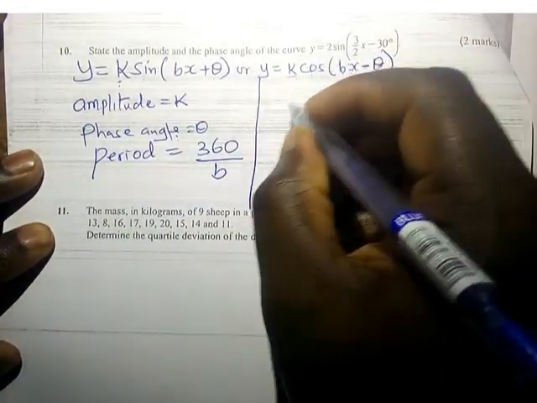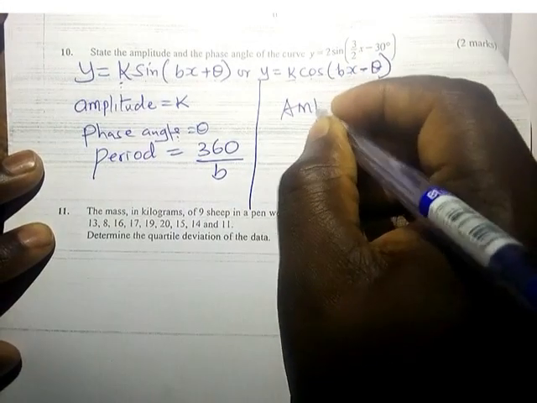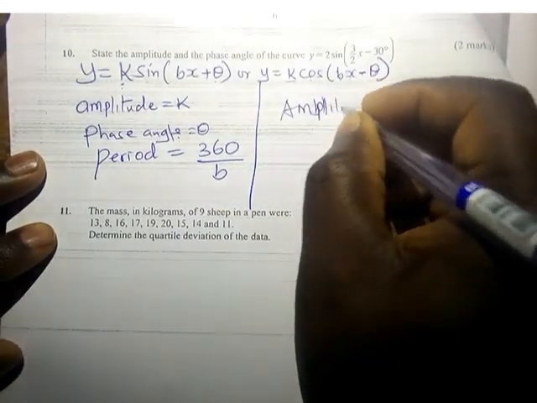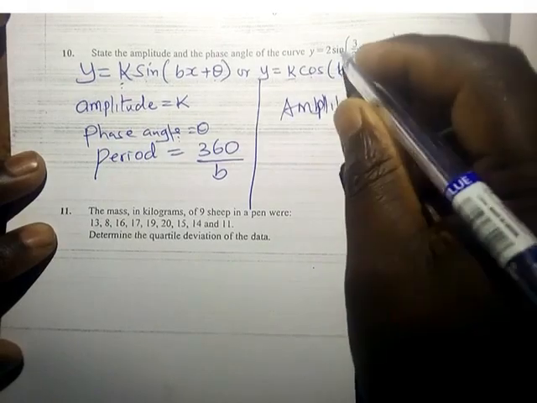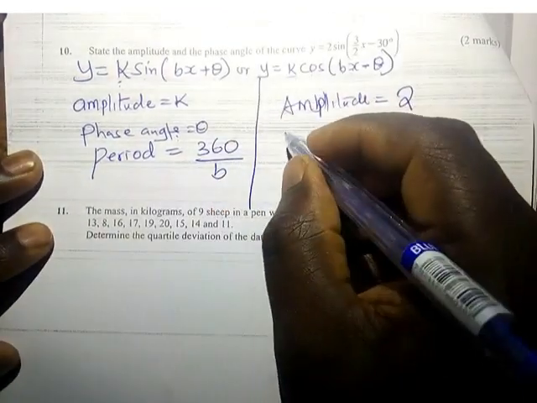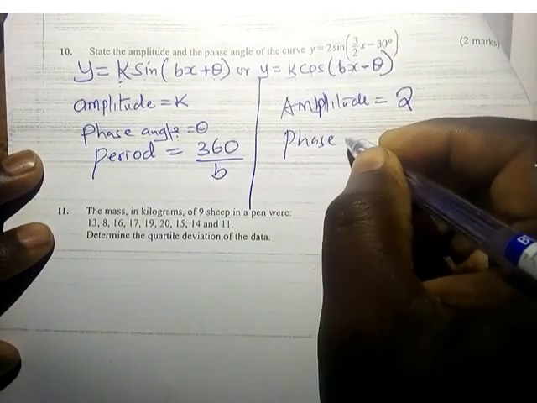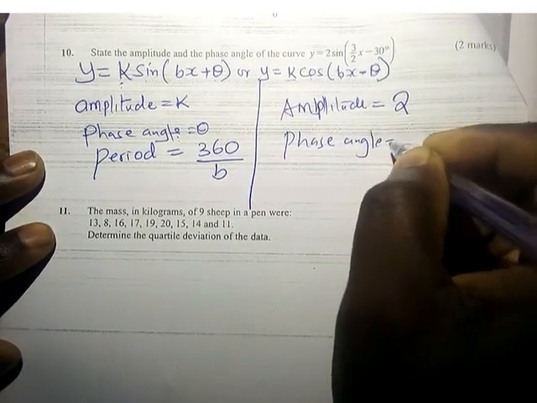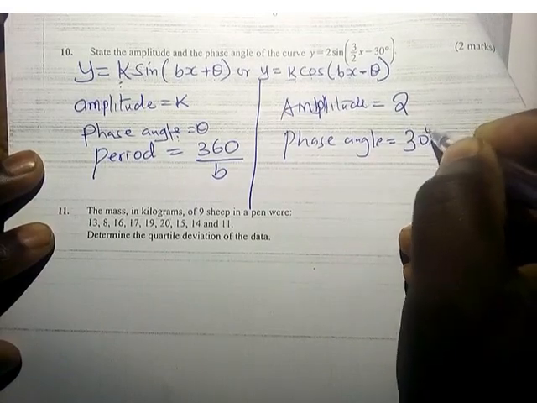So here now our amplitude is equal to 2, our phase angle is equal to 30 degrees.